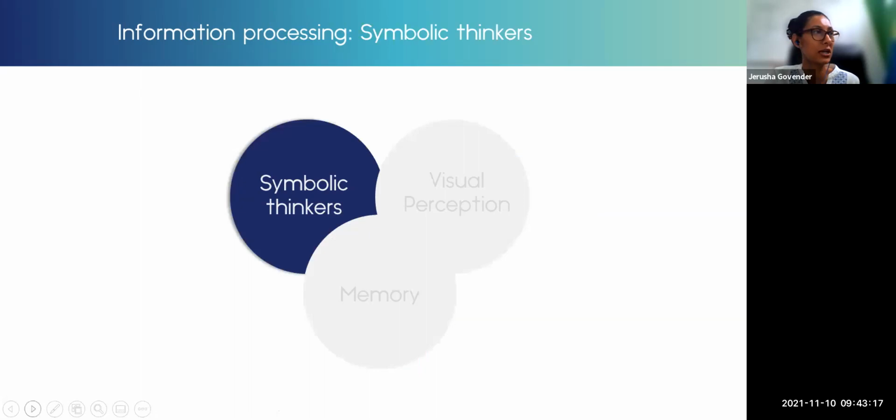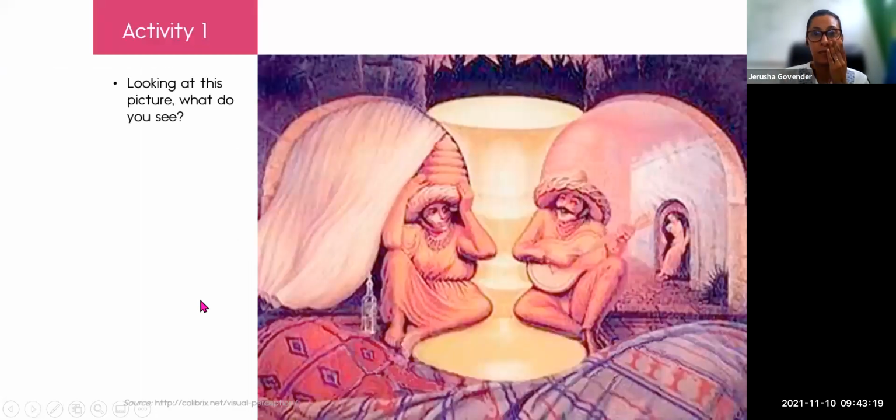So let's go to symbolic thinkers. So let's do something fun. Again, you can use the chat. I'm going to allow you to have a look at this image, and I want you to share in the chat the first thing that stands out to you when you look at this picture. These are one of these visual perception tricks. What stands out for you in this picture?